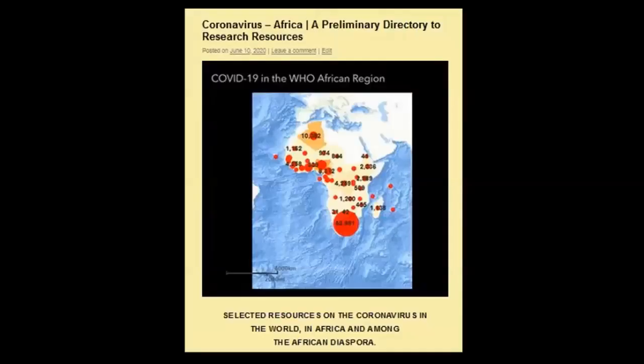If you click on that, you can get out to this directory, which is called Coronavirus-Africa, a preliminary directory. The emphasis is on preliminary because these things are changing daily, and in fact, major changes occur in weeks and months. So you're updating not to particular resources, but to categories of reference to access those resources. Let's take a look.